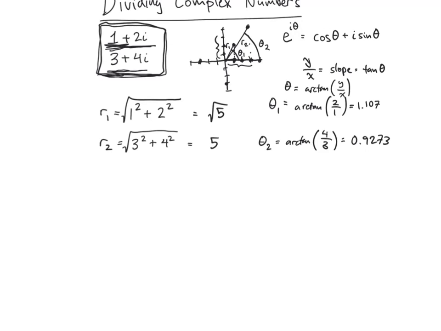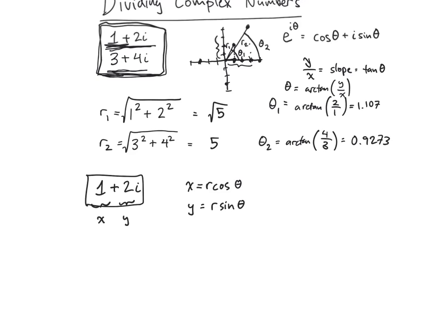We've got our complex number here. We can say that 1 plus 2i, let's call this part the x part, and let's call this part the y part. Remember that using polar coordinates, we can represent x as r, the length of the vector, times cosine of the angle, and y as r times the sine of the angle. So I'm going to rewrite this complex number in terms of r and theta.